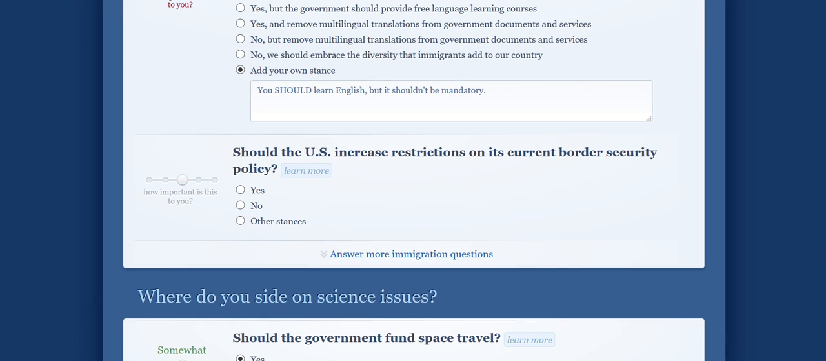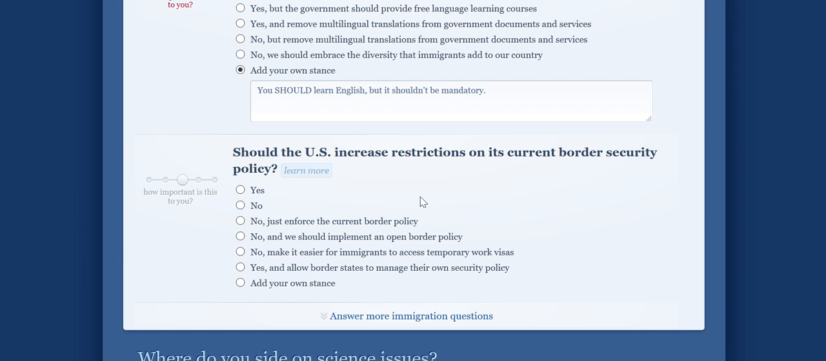Should the U.S. increase restrictions on its current border security policy? What are the current restrictions? I probably didn't answer this one on purpose. Yeah, I don't know, because I don't know what the current restrictions are on the border policy. Increase restrictions on the current border security policy. Yeah, I don't know, because I don't know what the rules are as they are right now.